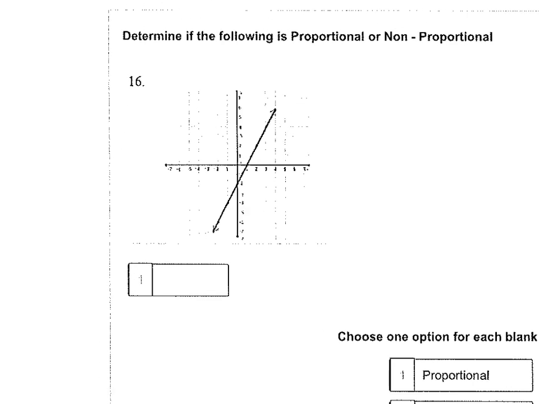On a graph, if it's proportional or non-proportional, we have to look and see where our slope crosses the y-axis. If it's anywhere other than the origin, then it's non-proportional.